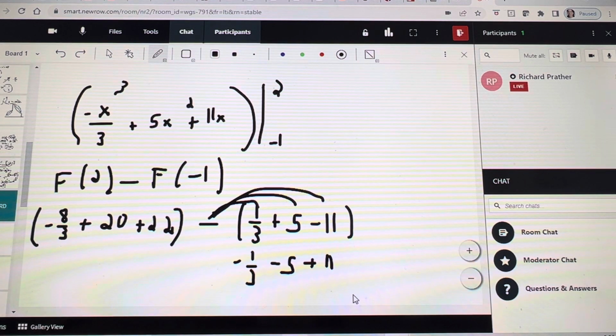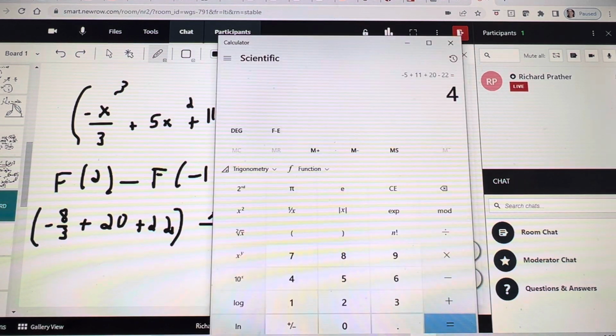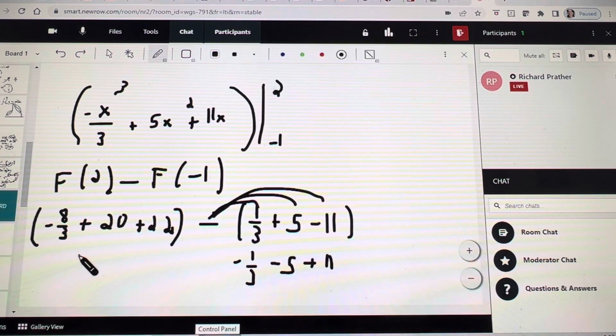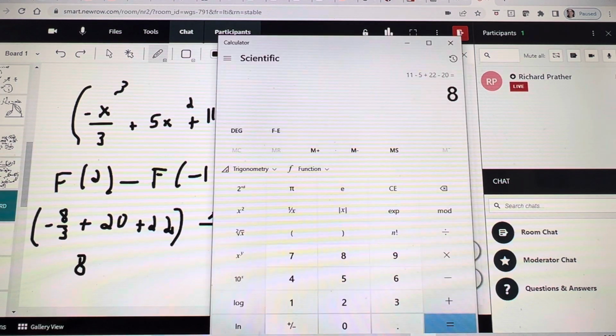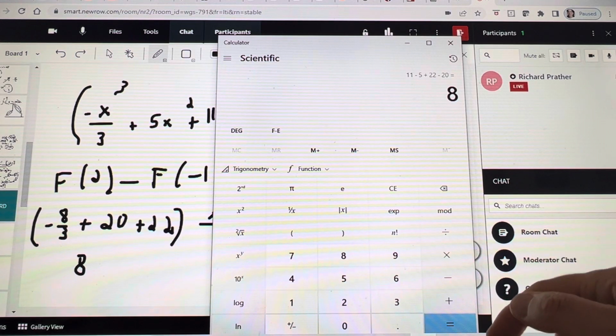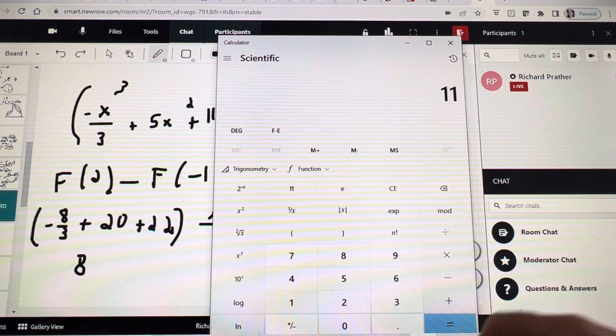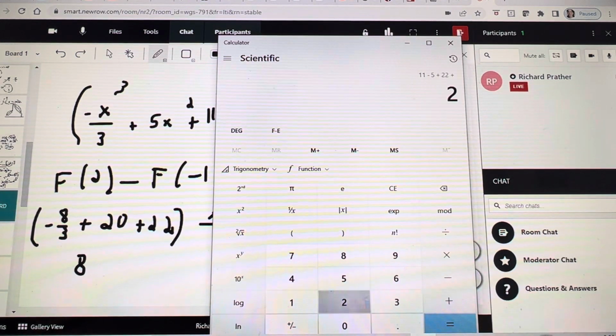I can do the integers first. 11 minus 5 plus 22 and plus 20. The integers are 8. I don't think that was right. Something's, oh, I hit minus 20. It didn't seem right. So 11 minus 5 plus 22 plus 20. Sorry, that's 48.